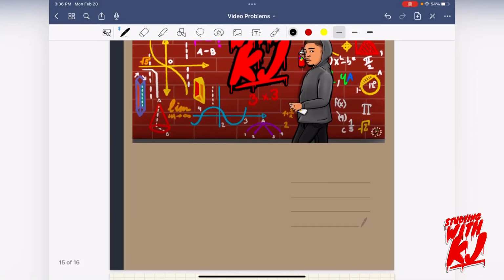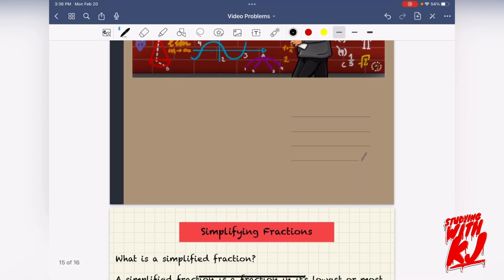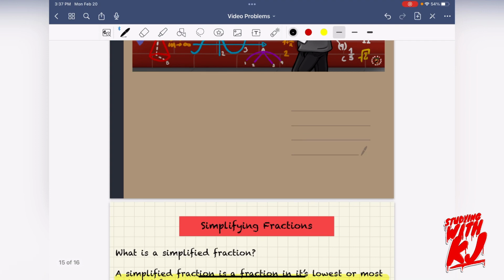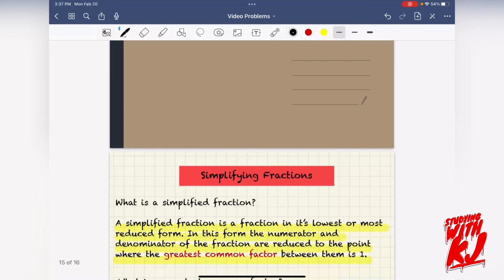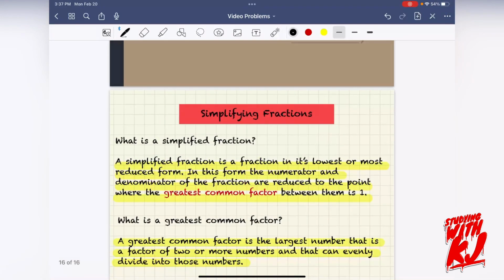Today, we'll be going over simplifying fractions. Now, before we get into solving some example problems, let's go over a couple definitions. So first, what is a simplified fraction? A simplified fraction is a fraction in its lowest or most reduced form.